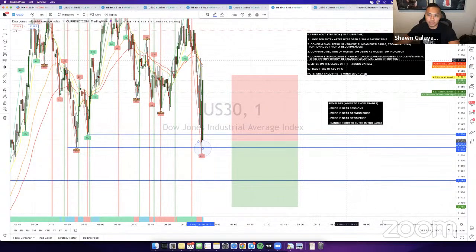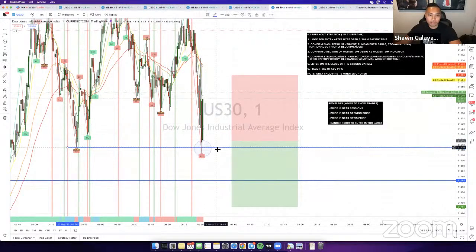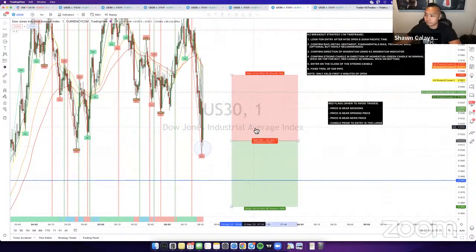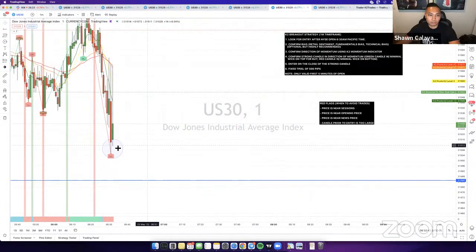So we're looking for a red candle with minimal wick on the bottom. There's actually a pretty big wick right here, so I wouldn't consider that the breakout just yet. Yeah, the wick is just way too big. So I'd probably hold off on it.